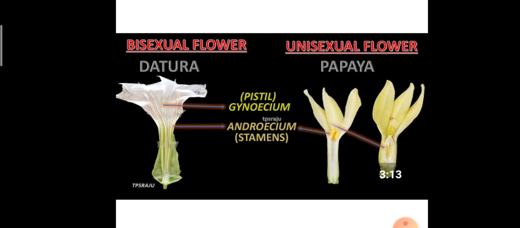Unisexual flowers are papaya, as shown in the figure. It can be cucumber, it can be bitter gourd, watermelon. These are some of the examples of unisexual flowers, meaning the flowers contain either the male or the female reproductive part.